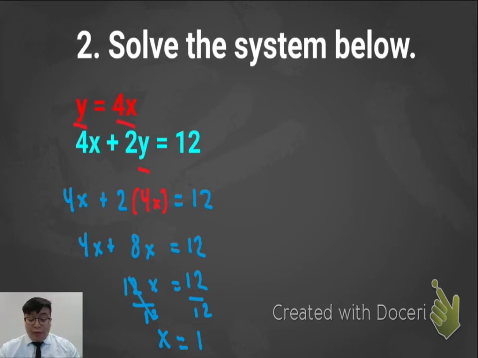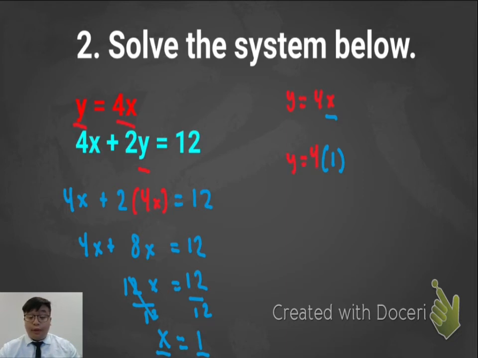Since I know x equals 1, I can now go back and figure out what y is. So just for this example, let's use the first equation, y equals 4x. And now knowing that x equals 1, I can do another substitution. Every time I see the letter x, I can now switch it out with 1. So when I see this letter x, I can substitute it with 1. The rest of my equation stays the same.